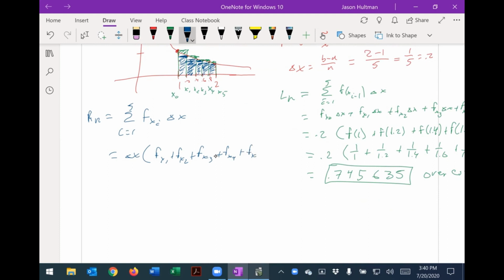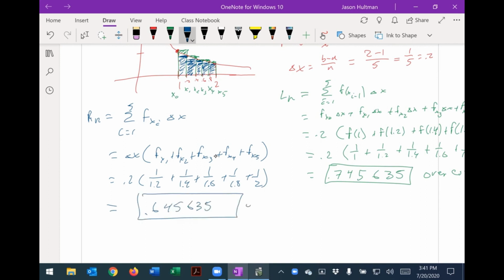So now we're going to do the 0.2, which is the 1/5 for delta x. f of x sub 1 is equal to 1 over 1.2, right? Because it's just going to be 1.2. I'm going to start with the x1, which is 1.2, and then plus 1 over 1.4 plus 1 over 1.6 plus 1 over 1.8 plus 1 over 2. Put that all into a calculator, and I get an underestimate of 0.645635. That's an underestimate.